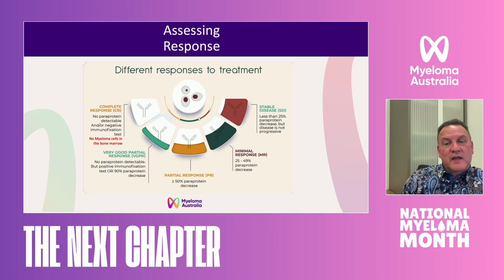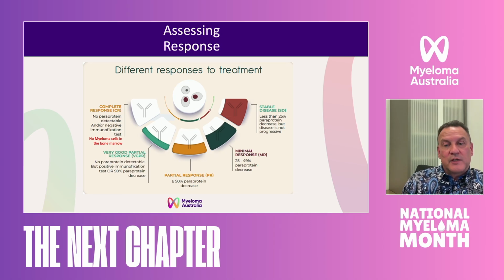So when we're assessing response, we look at a number of different factors in the patient's blood and bone marrow. So if the patient is producing a paraprotein or an M protein or a light chain, how quickly and what's the degree of change? And this is a surrogate marker for what is going on in the bone marrow to avoid doing bone marrows more frequently than we have to.